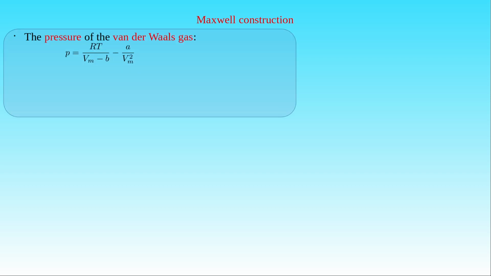There are several different ways to do Maxwell construction, and we show here a simple method to determine the boundary volumes of the phase transition of the medium based on the equal areas for an isotherm at a given temperature. We saw that the pressure P of a van der Waals gas is given by the gas constant R times its temperature T over the difference between its molar volume Vm and its volume correction constant B, minus its pressure correction constant A over Vm squared.